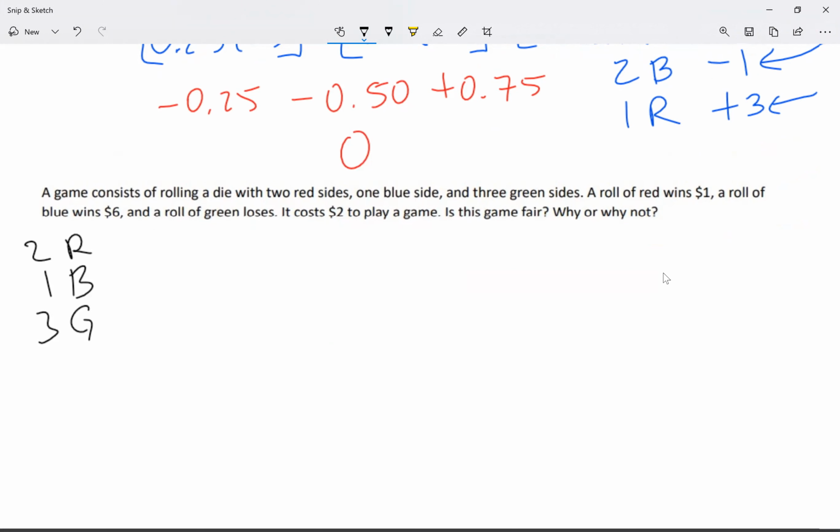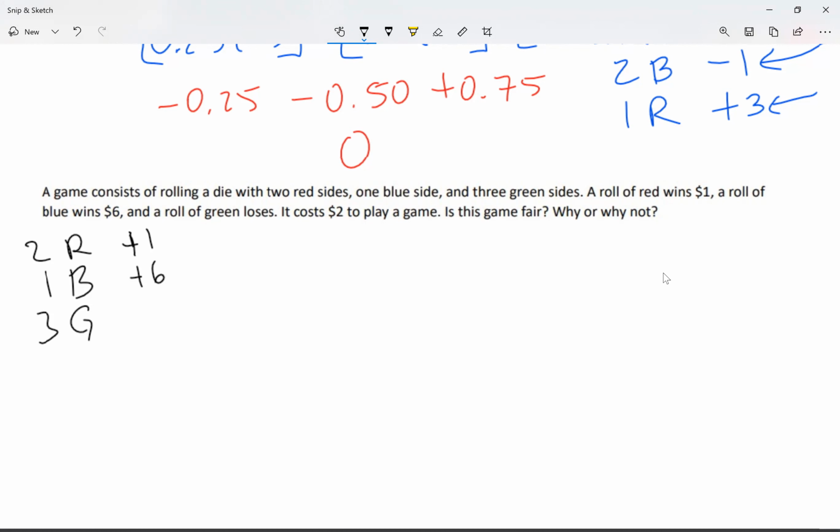A roll of red wins $1. So let me put +1. You win $1. A roll of blue, you win $6. Oh, nice. And a roll of green, you lose. Okay, so you win nothing. You lose. Okay. It costs $2 to play a game.